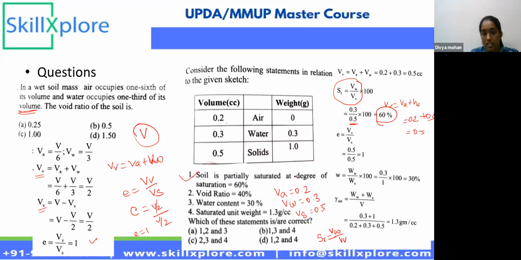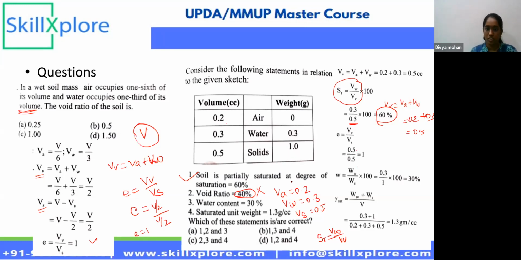Next, void ratio. We know the void ratio formula is VV by VS. The value of VV we know is 0.5, and VS they have given as 0.5. So e is equal to 1. However, they have given the void ratio as 40%. It is not 40%, it is 1. So this condition is wrong. Mostly we won't state void ratio in percentage.